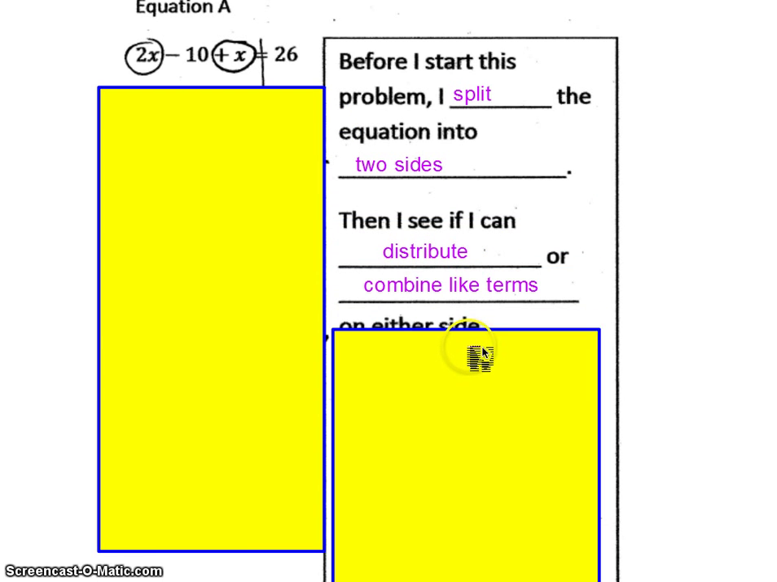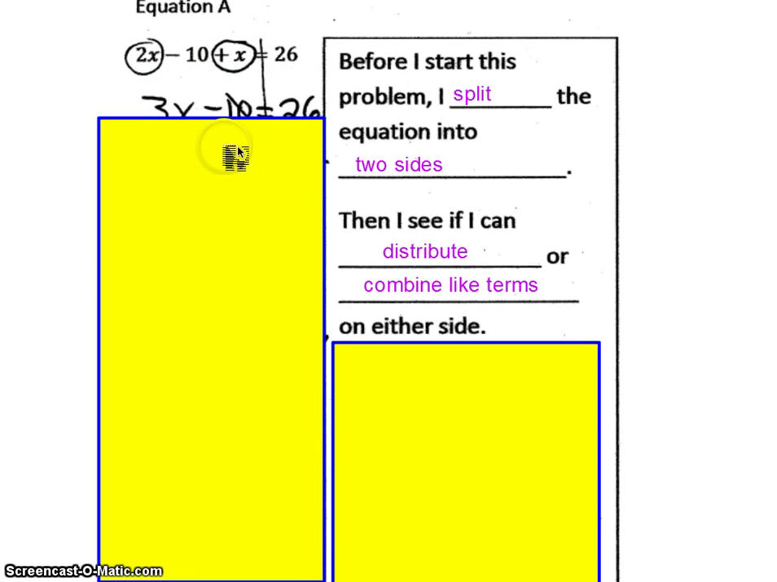Then our next step is to see if I can distribute or combine like terms on either side. So let's look just at the left side. I can see on the left side I've got 2x and x. Those are like terms, so I can go ahead and combine those to get 3x.